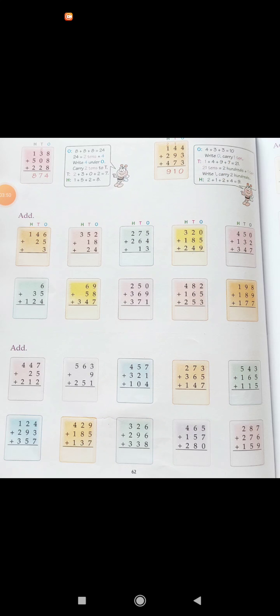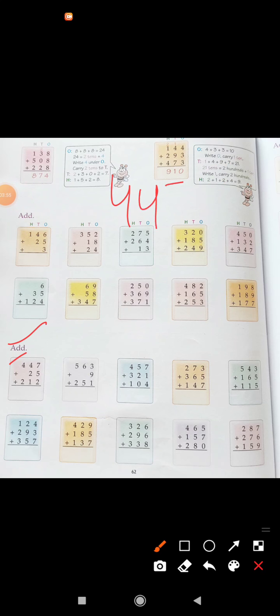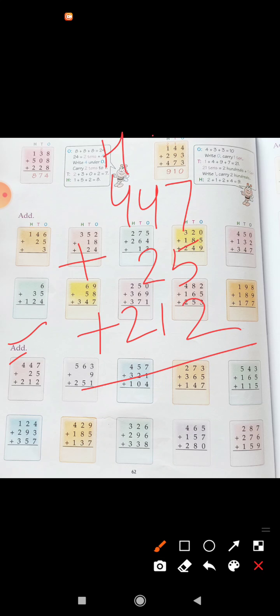And now next question, a part. 447 plus 25 plus 212. This is hundreds, tens and ones. Add the ones. 7 plus 5 is 12. 12 plus 2 is 14. Write 4 here. 1 carry. Now add the tens. 1 plus 4, 5. 5 plus 2, 7. 7 plus 1, 8. Now add the hundreds. 4 plus 2 is 6. The answer is 684.